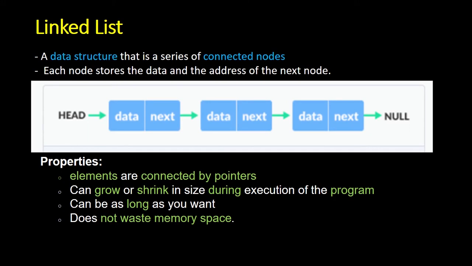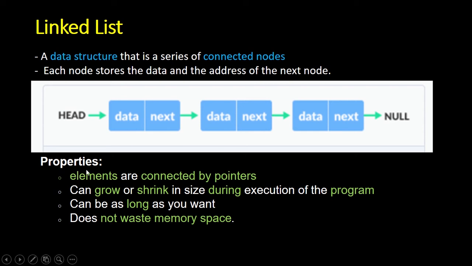Alright, so first, what is a linked list? It is a data structure that is a series of connected nodes. Each node stores the data and the address of the next node. In our visual representation right here, this whole blue box rectangle is a node and it contains the data and the address for the next node.